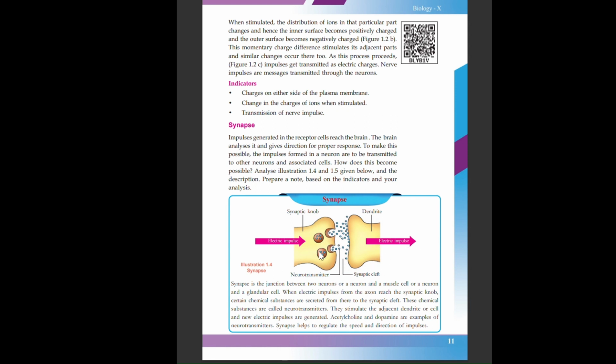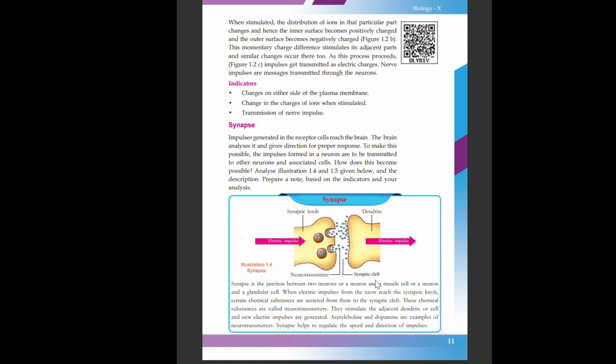That's how it stimulates the adjacent neuron. So let's see. A synapse is the junction between two neurons, or between a neuron and a muscle. A junction between two neurons is in the brain, and if it is the junction between a neuron and a muscle cell, it is an NMJ, that is the neuromuscular junction. The neuromuscular junction is in the skeletal muscle.